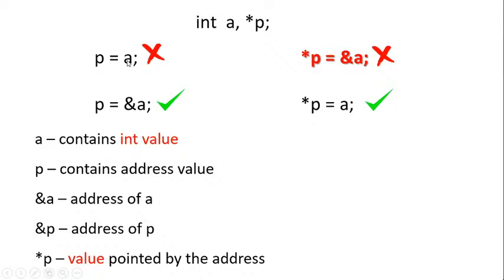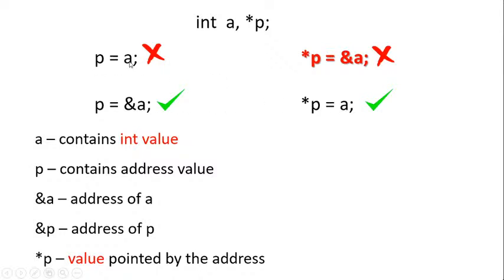Here I'm copying A value to P, but am I copying the address here? No, I'm not copying the address, and I have to copy the address, so that's why it is invalid. Here I'm copying the address of A to value at P, so that also is wrong. But in this case I'm copying the address of A to P. In this case I'm copying the value of A to value of P. So this is the reason these two statements are right.